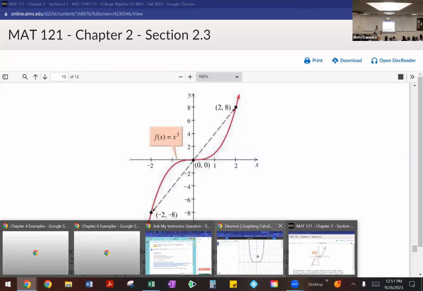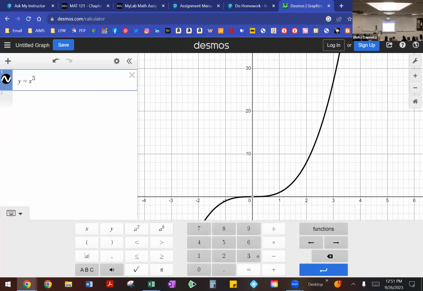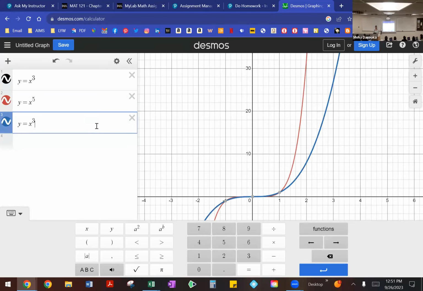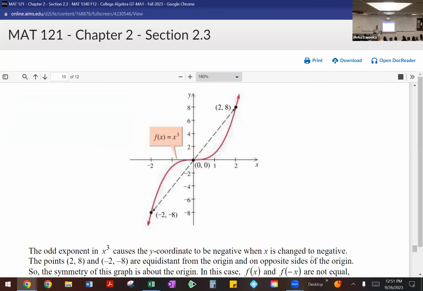So again, just to show you very quickly, this is our x to the 3rd function. Let's do x to the 5th. You can see it again kind of follows the same pattern. We'll do one more, x to the 7th. All of these are examples of odd functions which are symmetric about the origin. And honestly, guys, the best way to remember is O goes with O.